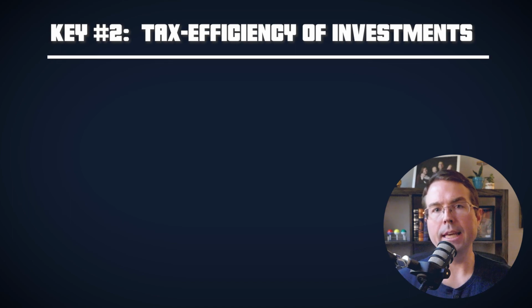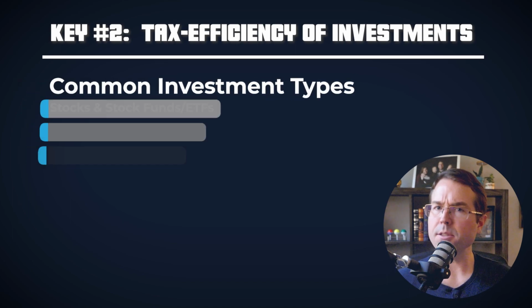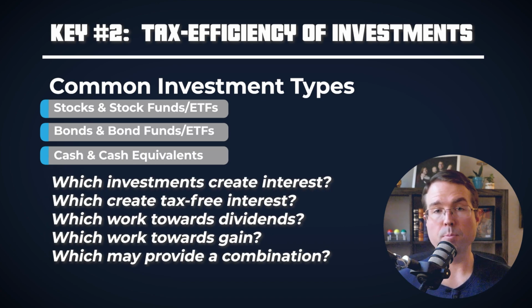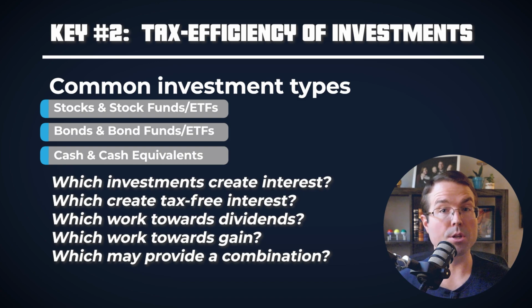The next important key is to understand the tax efficiency of investments themselves. Ask yourselves this: which investments primarily work towards interest? Which work towards tax-free interest? Which work towards dividends? Which work towards gain? And which may provide a combination? And then how are these different returns taxed, now or later?